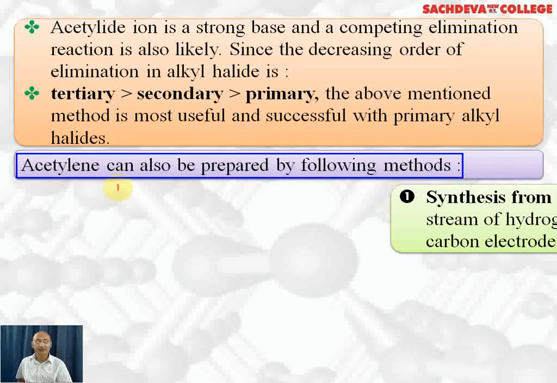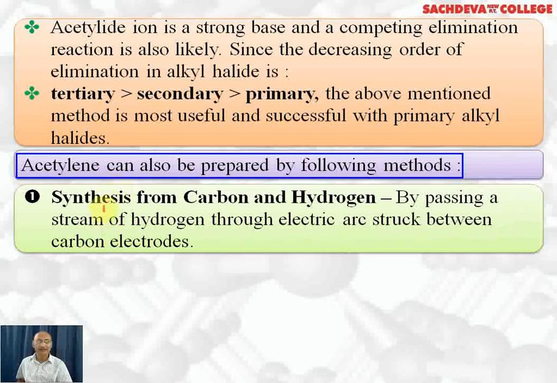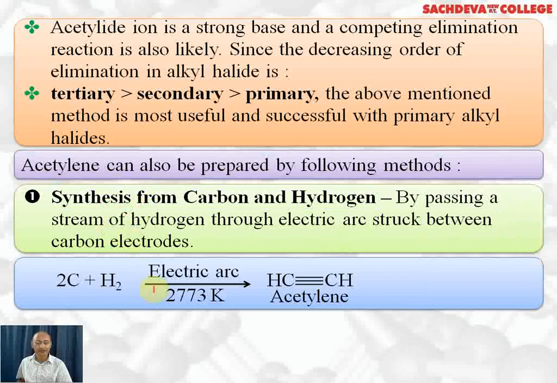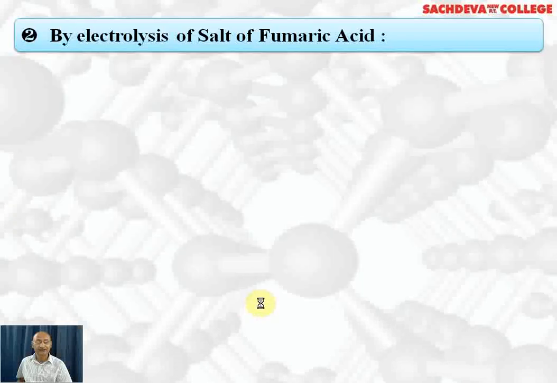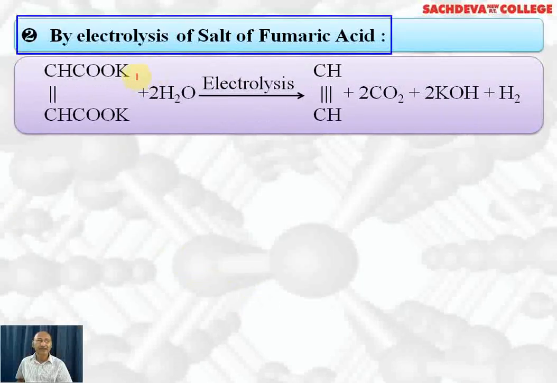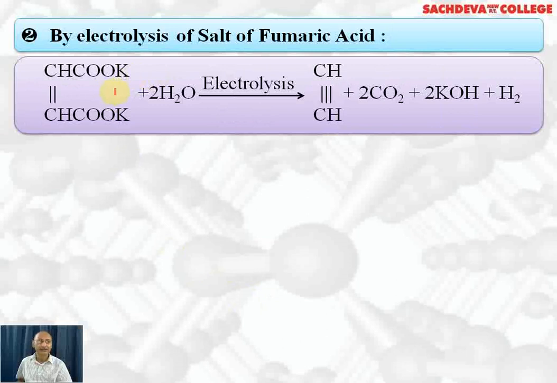Acetylene can also be prepared by the following methods. First, we can get it by synthesis from carbon and hydrogen. Whenever any compound is formed from its constituent elements, we call it synthesis. So when you pass hydrogen gas through carbon electrodes forming an electric arc, that is at 2773 Kelvin, acetylene is formed. By electrolysis of the sodium salt of fumaric acid, this is called Kolbe's electrolytic method.